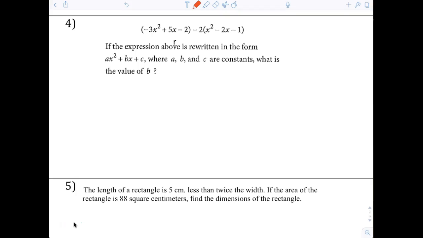Then on the second one, what are you doing? Yes, you're distributing a negative 2. Then after you distribute the negative 2, you're combining terms. Now listen to me, that's not bad thinking. But listen, it's not equal to 0.